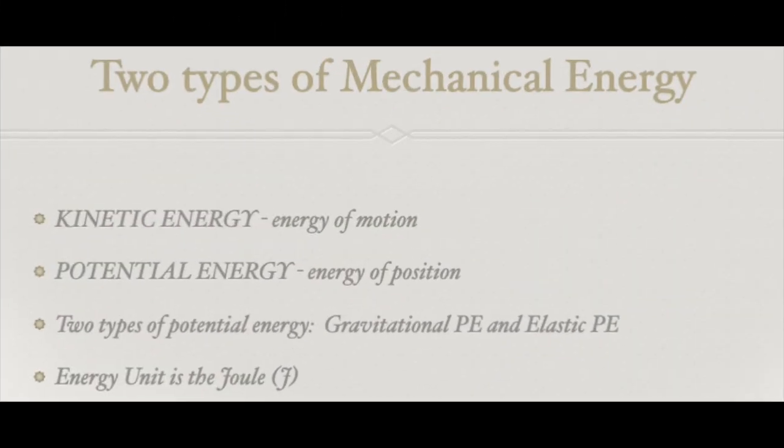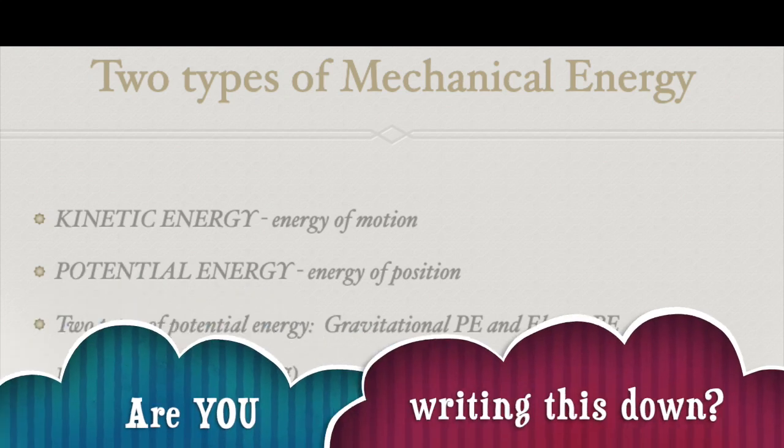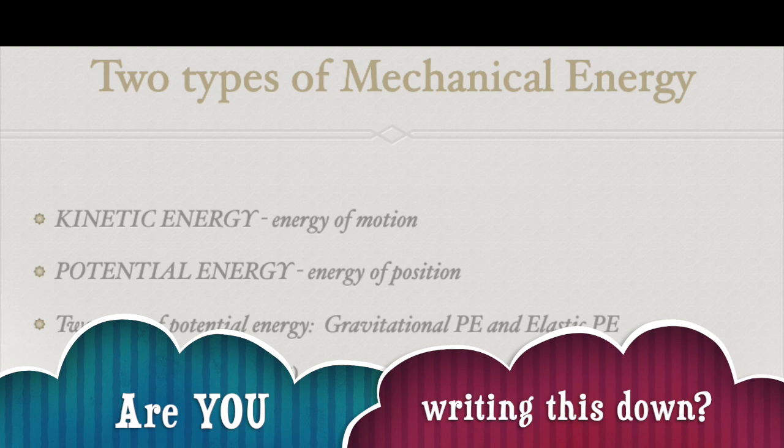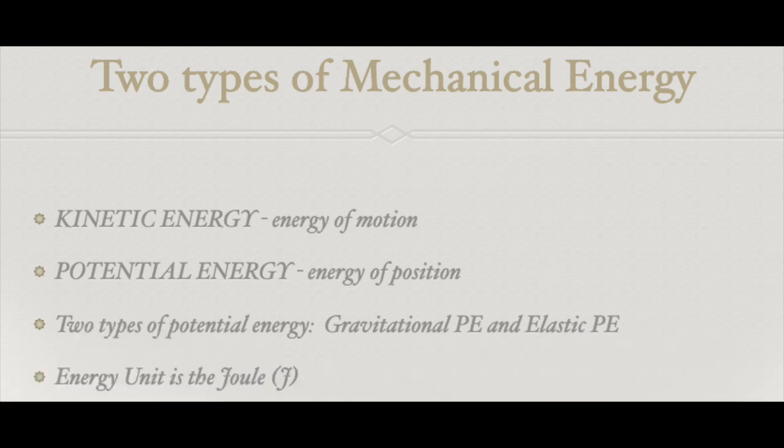All right, now we're going to look at the two types of mechanical energy. Remember, there's different types of energy. Well, the two types of mechanical energy are KE and PE, kinetic and potential energy. Remember, kinetic energy is the energy of motion. Potential energy is the energy of position. Additionally, you have two types of potential energy, gravitational and elastic potential energy. Those concepts were covered in the last video.